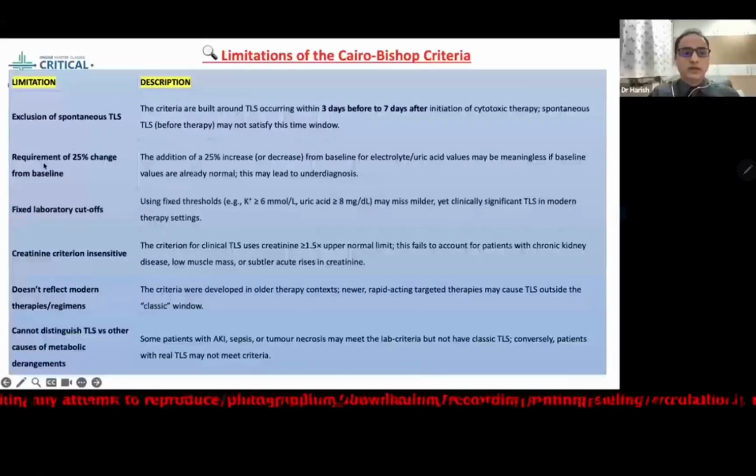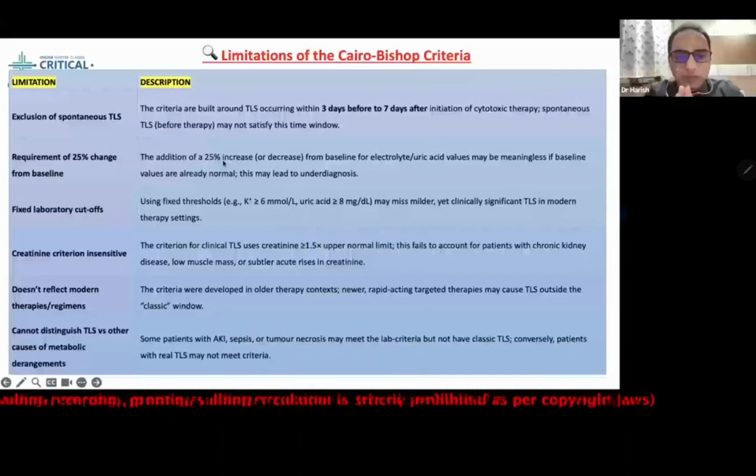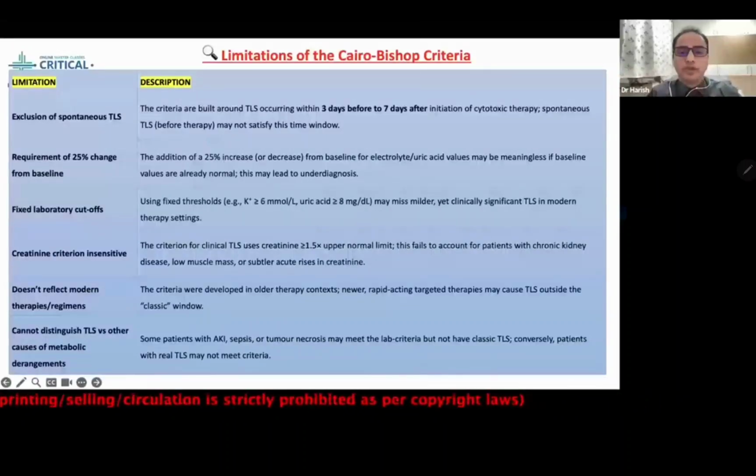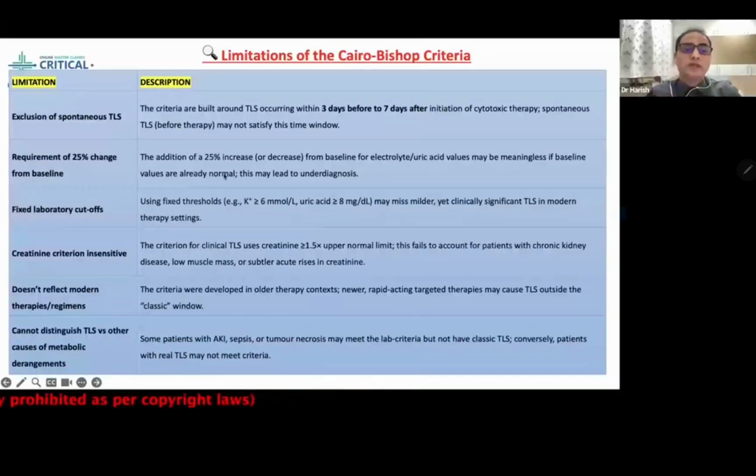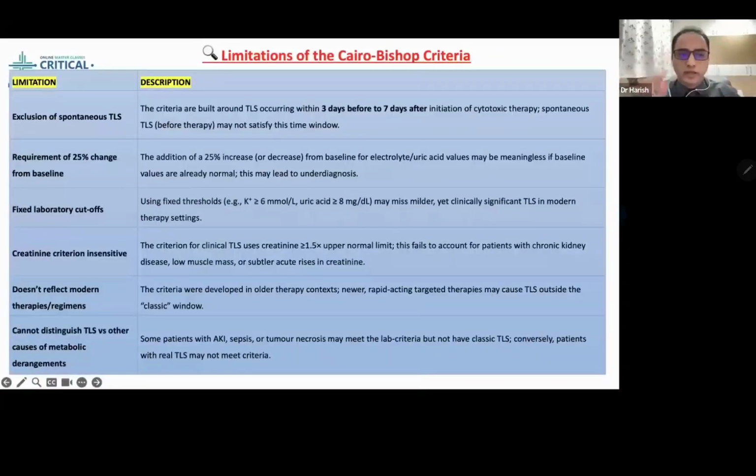The second limitation is the requirement of 25% change from the baseline. The addition of a 25% increase or decrease from baseline of electrolyte or uric acid value may be meaningless if the baseline value is already normal. So this may lead to underdiagnosis. Or if it is already elevated.